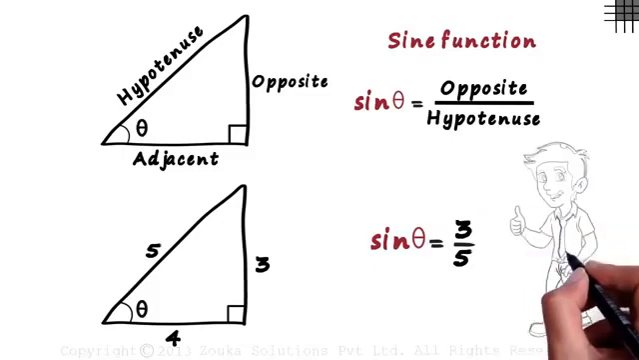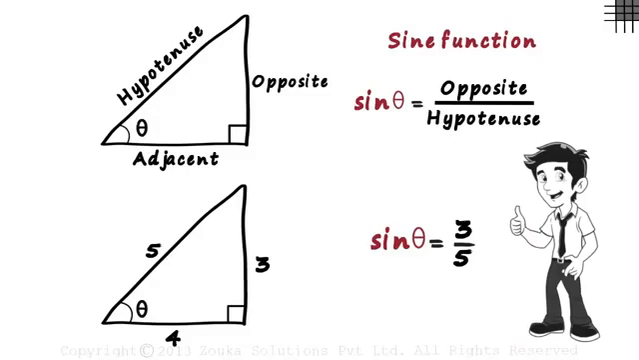That's how simple trigonometry is. All we need to know is what the sides of the right triangle are called.